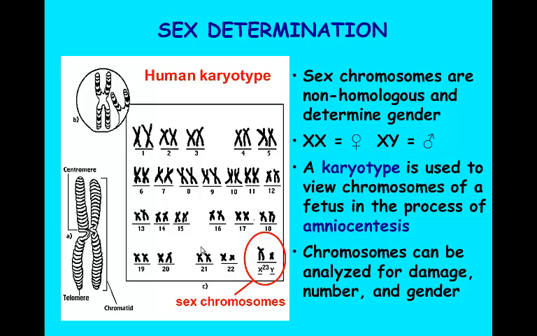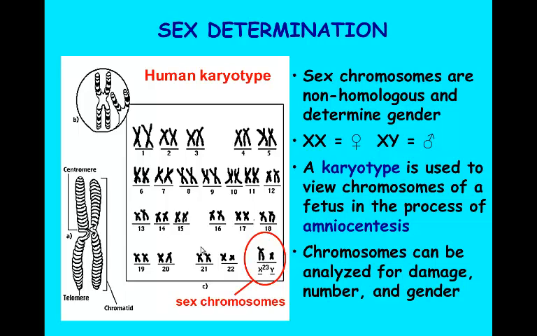You need to know the term karyotype, which describes a picture of your chromosomes. You can have a karyotype done with amniocentesis or with chorionic villi sampling when you're pregnant with a child, and analyze a child's chromosomes for damage or gender or whatever. One of the things that comes up is if they have the X and Y chromosome, we can determine in advance that they're going to be male.